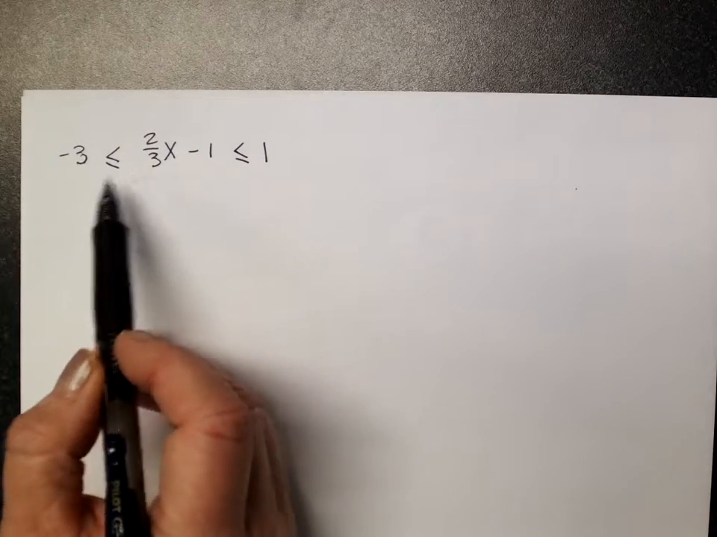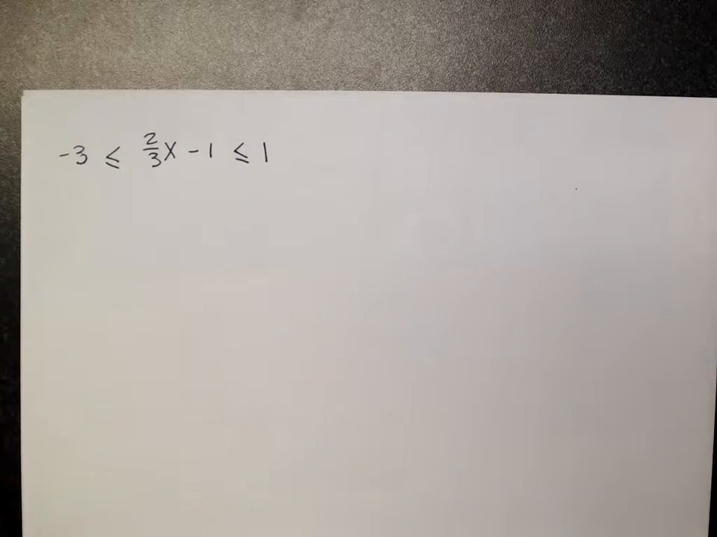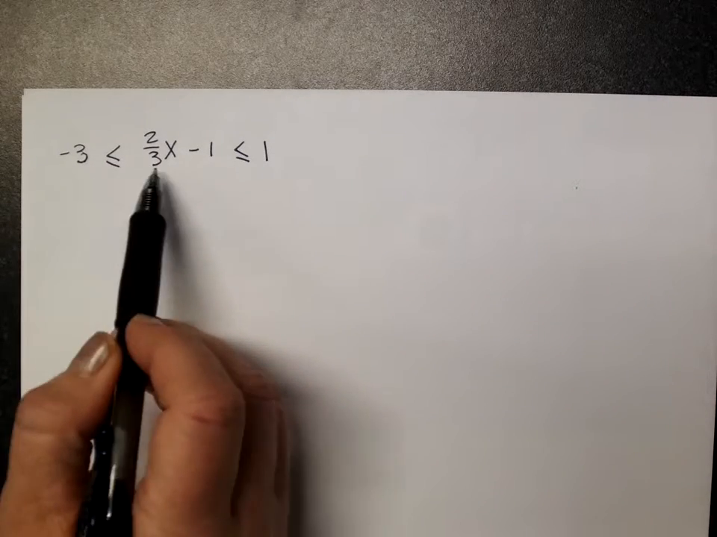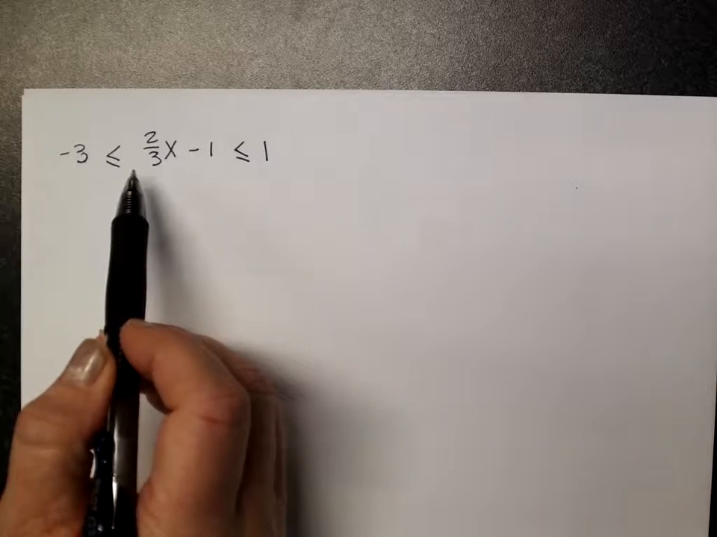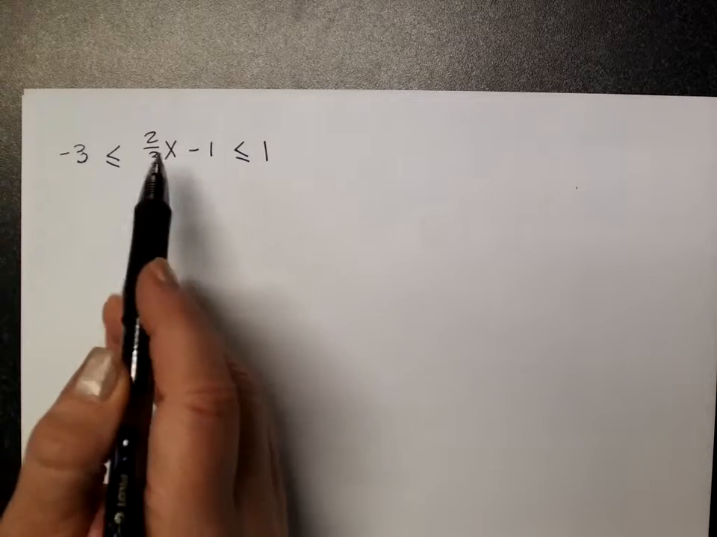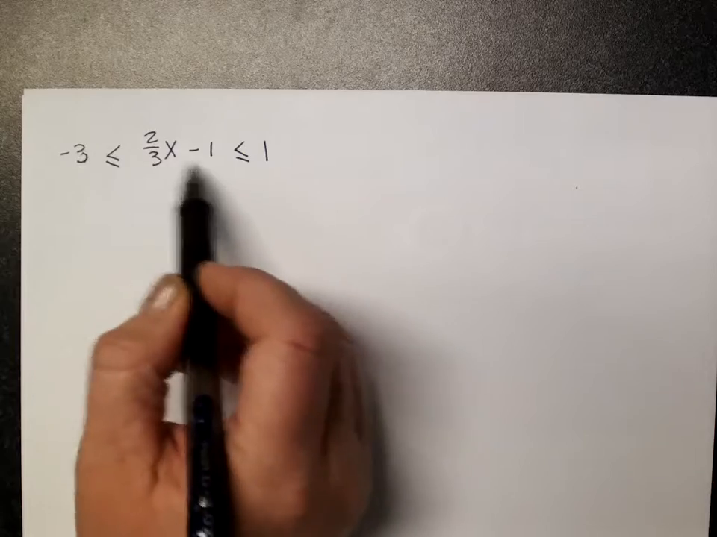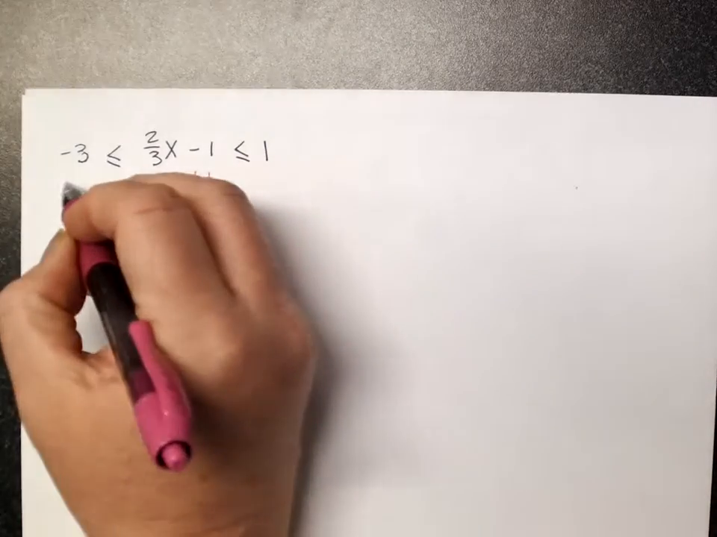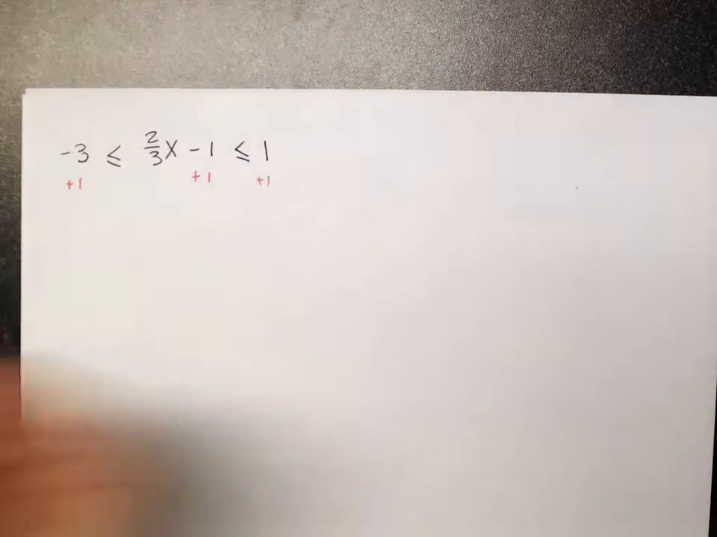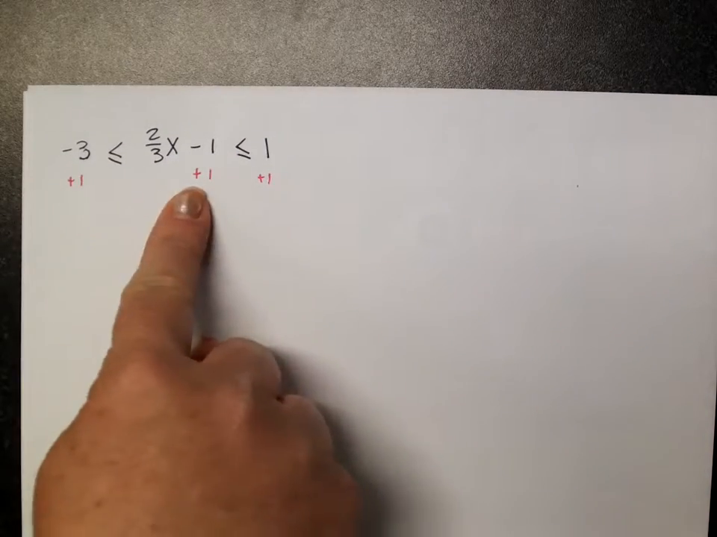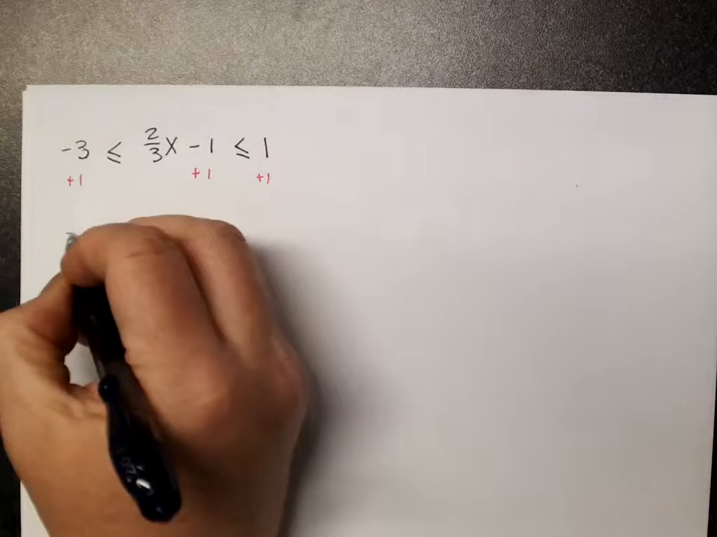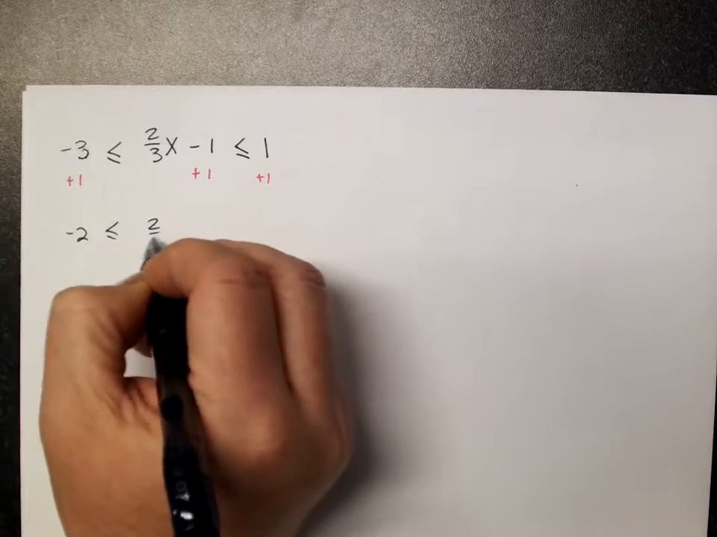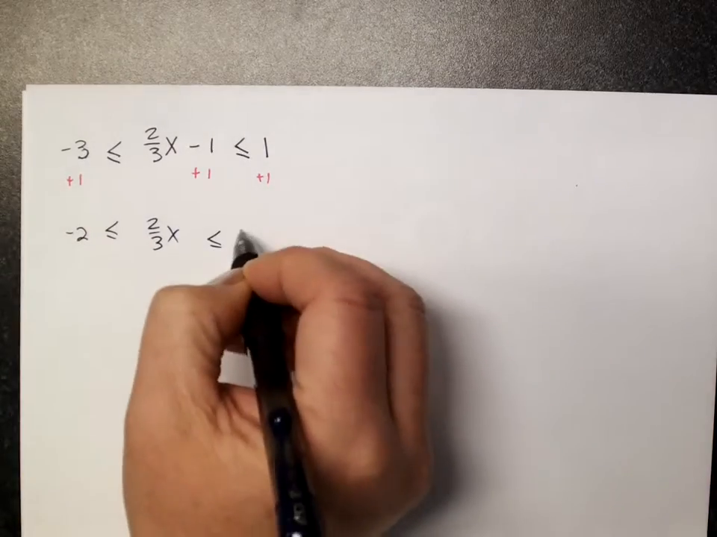Now, killing the fractions, we've got 1, 2, 3, 4 terms. That's normally the first thing you do, and that's fine. Be consistent. Multiply every term by 3, or 3 over 1. If you want, instead of 4 terms, to have 3 terms, you can go ahead and add 1 to everything, because that's not going to make you have to deal with any fractions, and that'll kill the 1 here. So you'll have negative 2 less than or equal to 2/3 x less than or equal to 2.